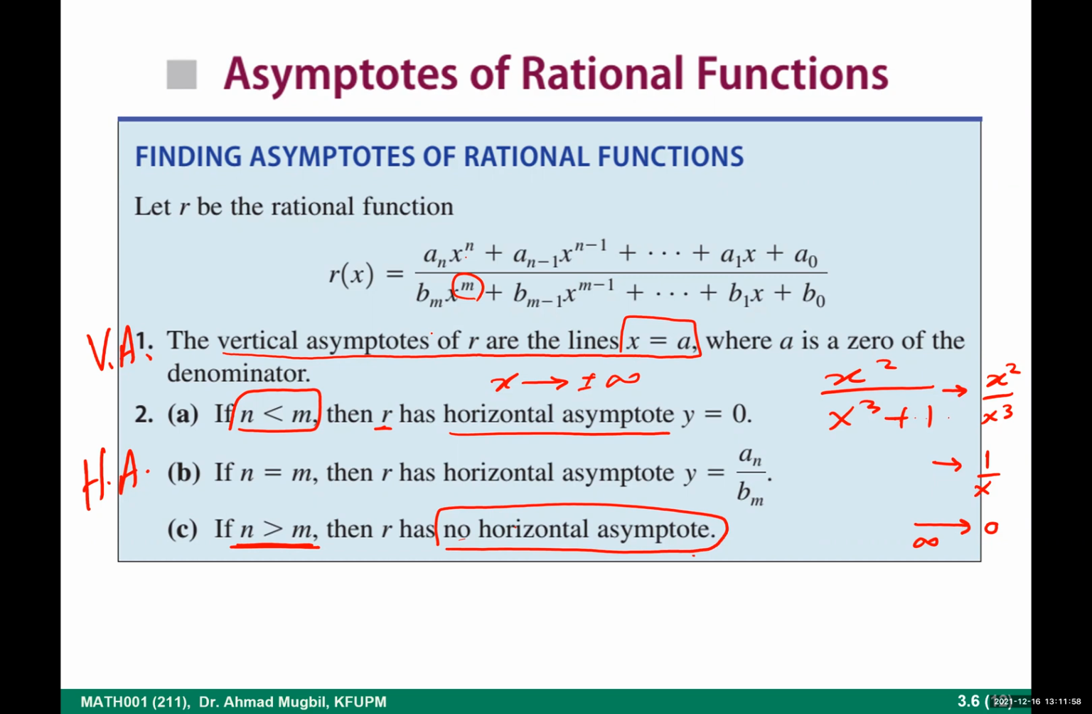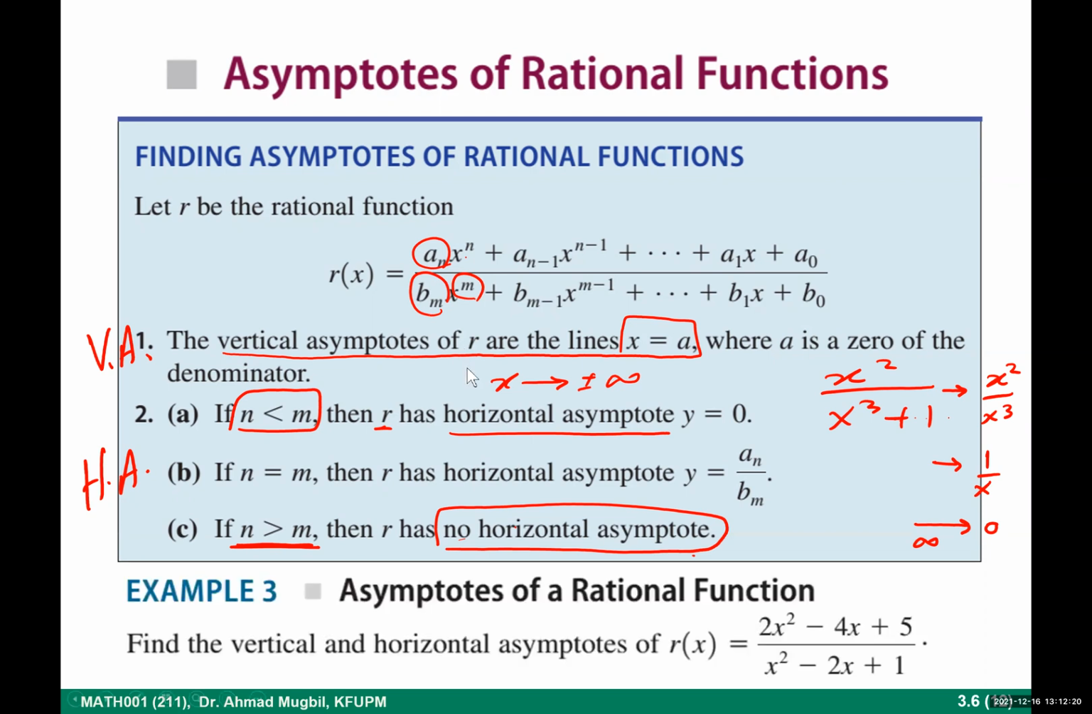We can only have one. Why? It is one or none? Yeah, it is one or zero. Okay. Why? Because you have only one leading coefficient over one leading coefficient. So how can you have two, Hassan? It is one leading coefficient over the same leading coefficient, or zero. For example, what is the horizontal asymptote of this one?